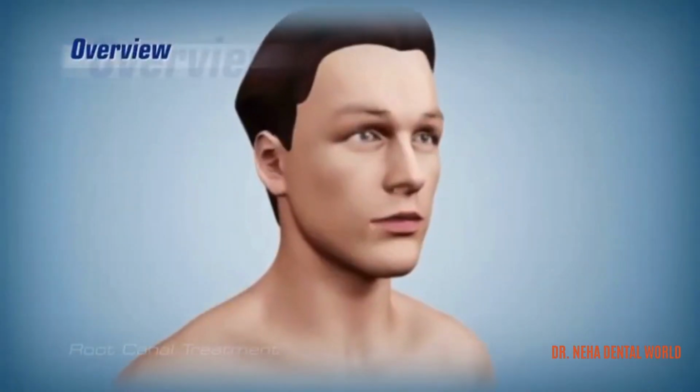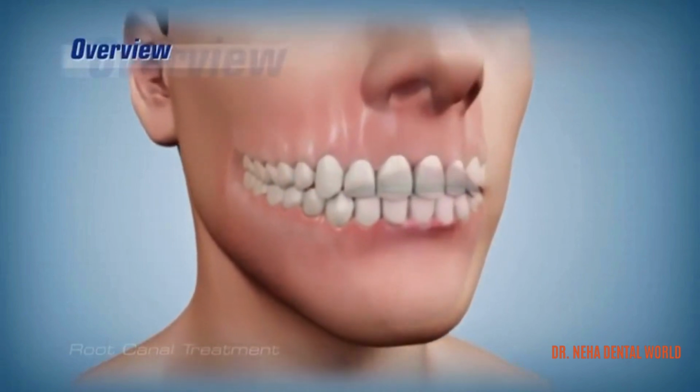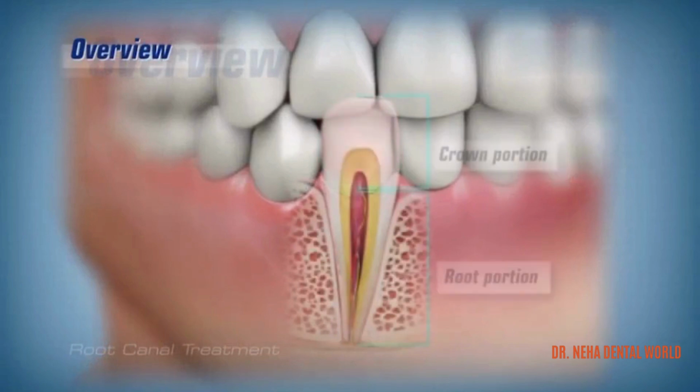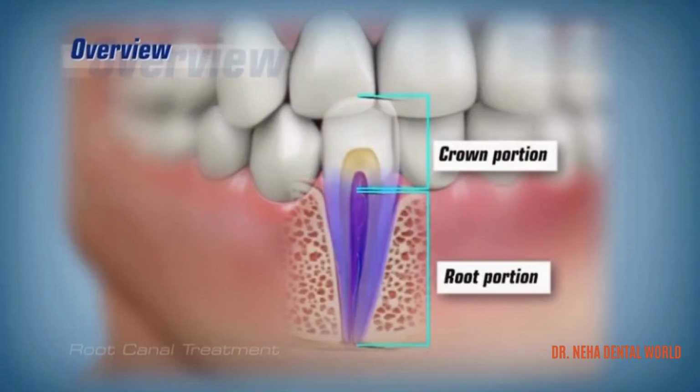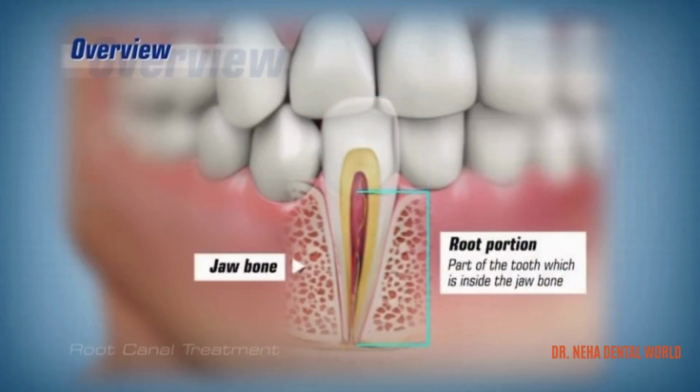To understand about root canal treatment, you need to know the basic structures of the tooth. A tooth has two main parts, a crown portion and a root portion. Crown is the part of the tooth which is seen in the mouth, and root is the part of the tooth which is inside the jawbone.